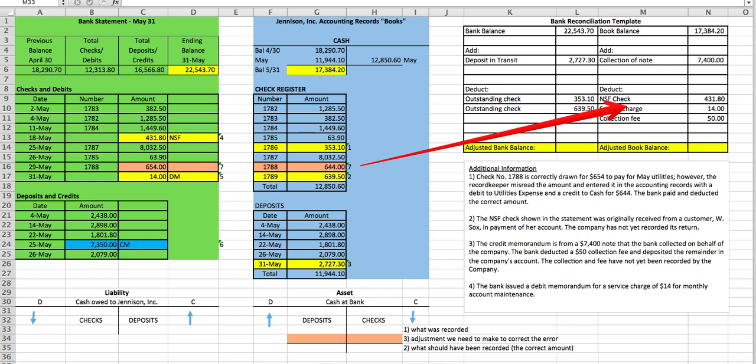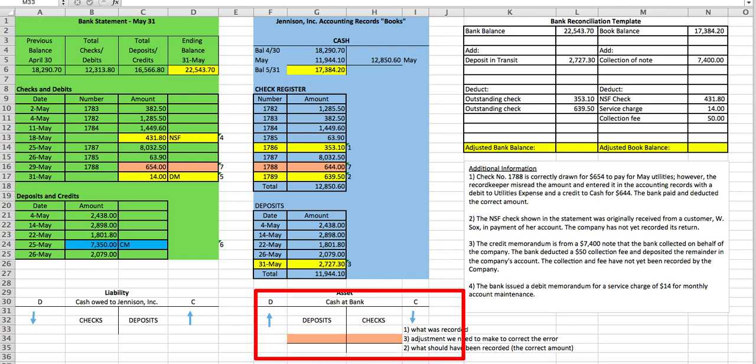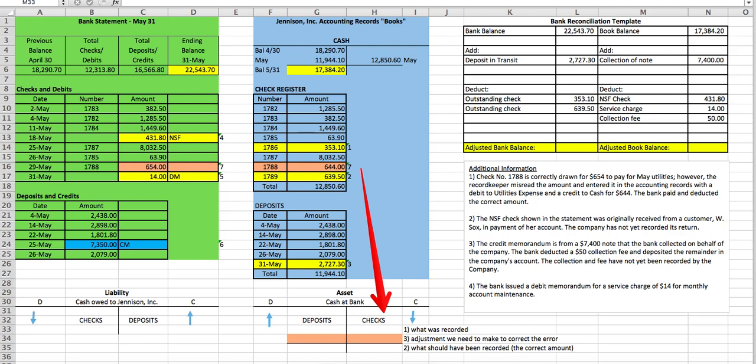So we're going to go and do our analysis here using this ledger. Now, this error has to do with a check, so we know checks go on the credit side because they reduce our account. So the first thing we're going to put in is the amount that was recorded by the accountant. Well, the accountant recorded $644 as the check amount. But then the second step of the process asks us what should have been recorded. Well, the correct amount of the check was $654, so we put that amount here.